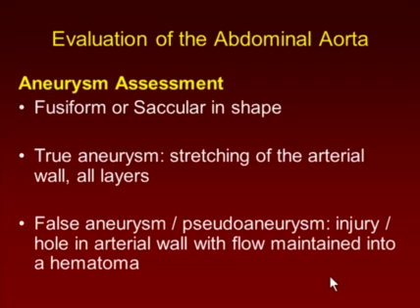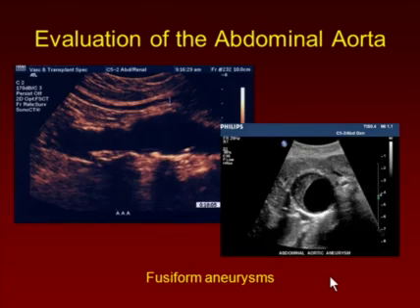Aneurysms are usually fusiform. They may be saccular. It is good for us that most of them are fusiform because those are easier to measure accurately. A true aneurysm involves all 3 layers of the arterial wall. Pseudoaneurysms or false aneurysms are usually caused by injury or a hole in the arterial wall with flow maintained into a hematoma, and do not involve all 3 layers of the arterial wall.